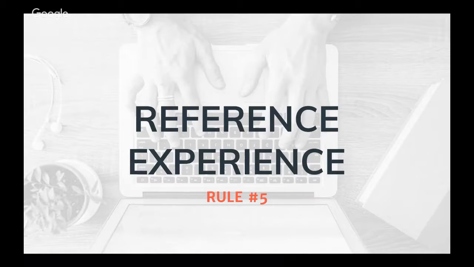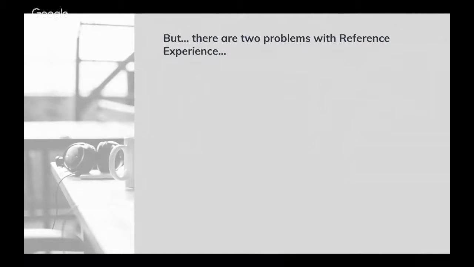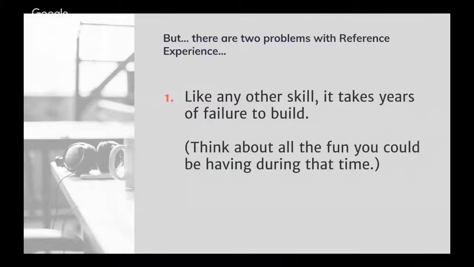I think we all kind of get it that you need to have reference experience to get results on any kind of skill, right? But there are two very big problems with reference experience. So one, like any other skill, it takes years of failure to build. And I want you to think about all the fun that you could be having during that time. Instead, you're going to be spending that time with slow, very slow trial and error.